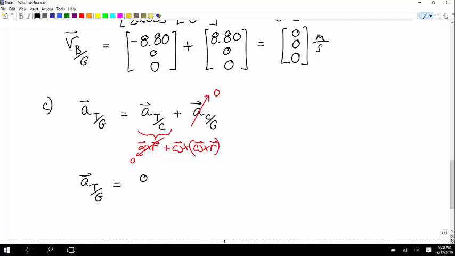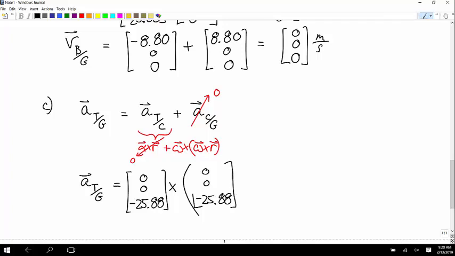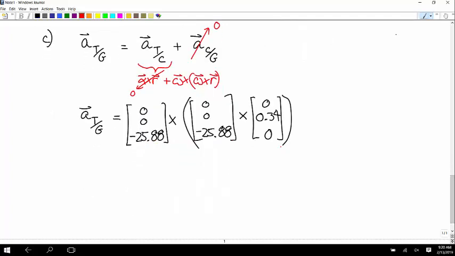So the acceleration of the top relative to the ground is equal to 0, 0, negative 25.88 crossed with the quantity 0, 0, negative 25.88, crossed with the r vector, that's from the center of the circle to the top. That's 0.340. This one we've already done. So this comes out to 8.8000.